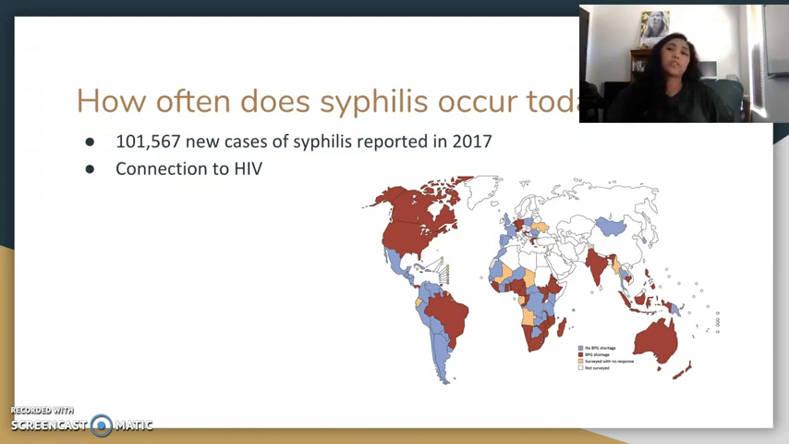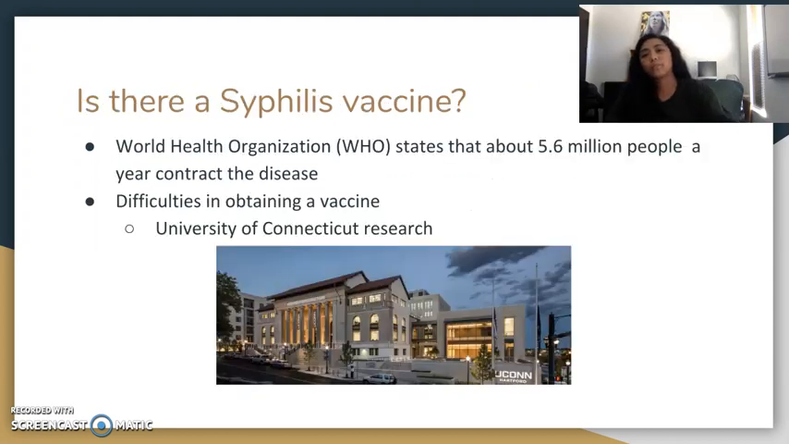So there is a link between syphilis and HIV. In the U.S., half of the men who had same-sex intercourse and were infected also had HIV. The canker sores that you get when you contract syphilis make it easier to pass on HIV. So if you do have syphilis, then it is easier to contract HIV.